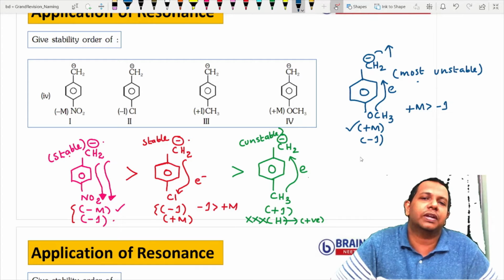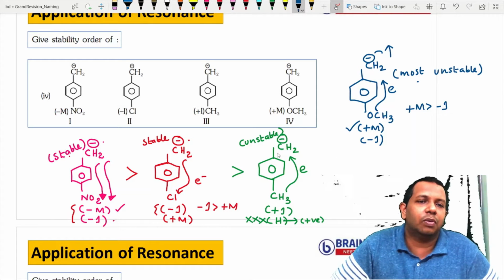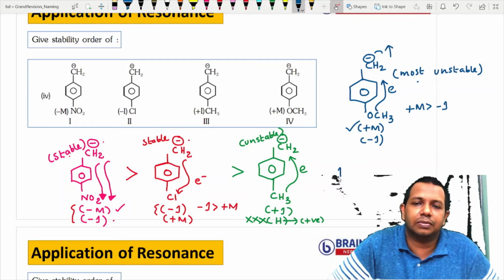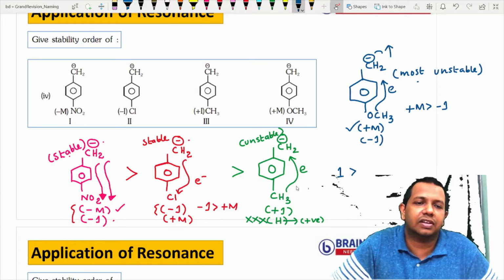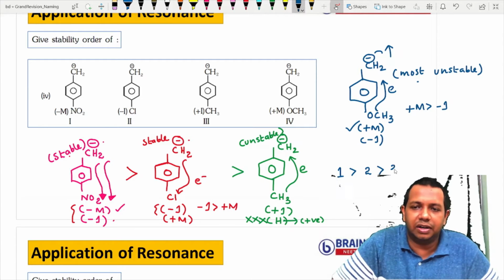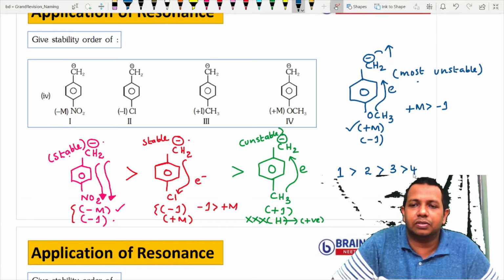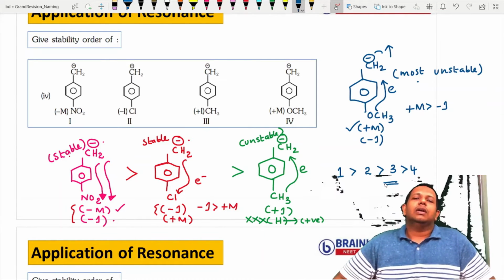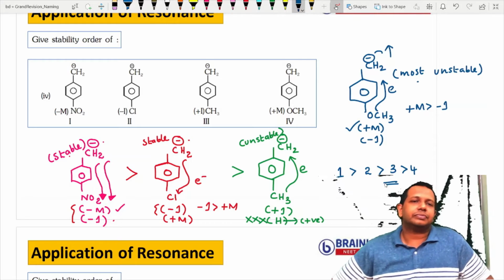So what is the expected order? Which one is the most stable? I can say the first one is the most stable. Correct? Then which is the next stable one? We can say the second one. Then the next one is the third one. Then comes the fourth one. So this is the decreasing order of stability. Is this clear for everyone?